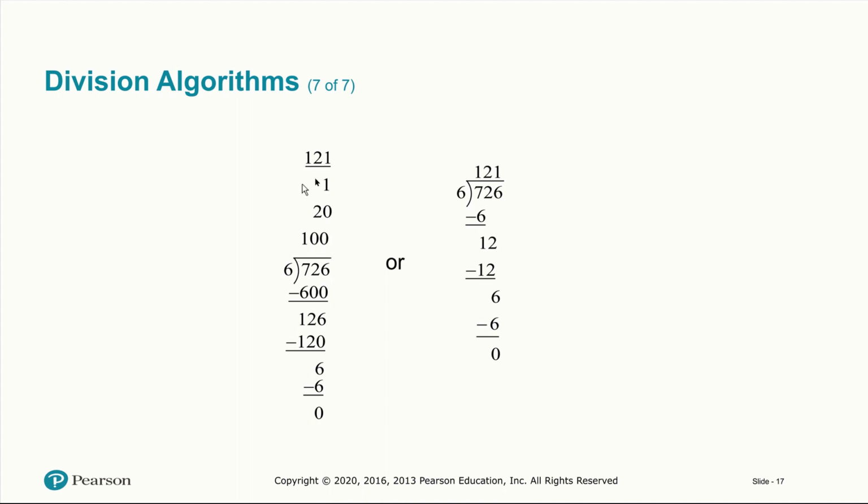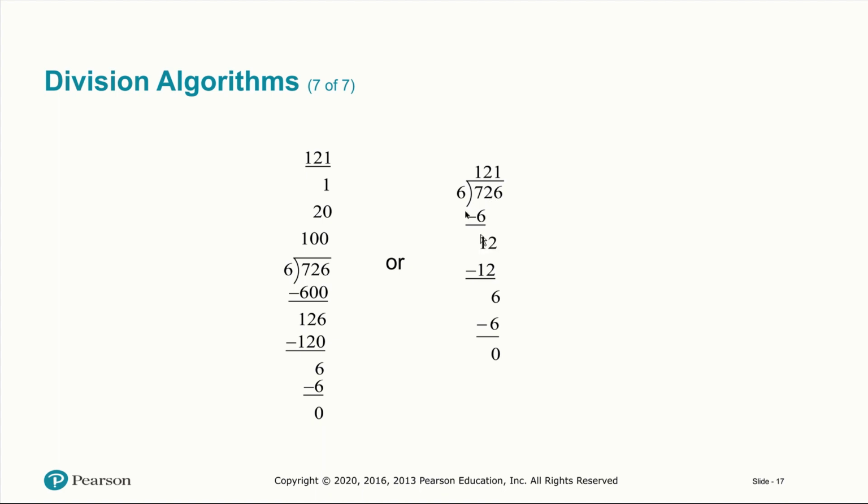Now, normally, we don't show all that, right? We show the shorter version. This is our standard algorithm for division. So basically, we only focus on 1 digit at a time like this. So we say 6 goes into 7 once. 1 times 6 is 6. We subtract, we get 1.